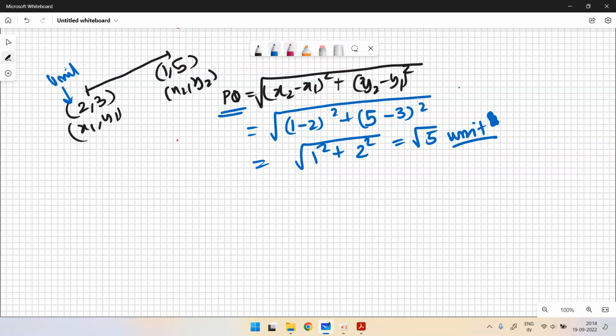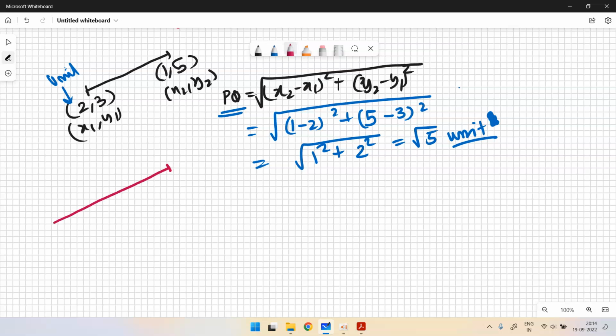Now next is to find the point. This is (1, 4), and this, suppose, is (1, 4) and this is (-1, 8). Now in what ratio? So this is PQ. In what ratio does the point R on the y-axis divide this?